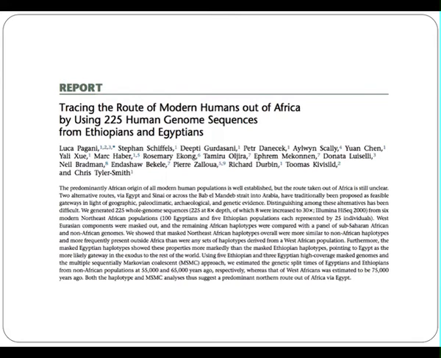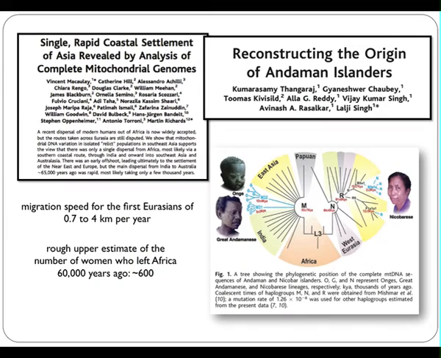Whereas if the alternative hypothesis is that actually they marched northward and went through Egypt and then went into the Levant through what is now Israel-Palestine and then went to the rest of the world, then you'd expect to see Egyptians showing that kind of thing. And what they said in this paper was actually the Egyptian populations they sampled showed more relationship to the out of Africa original populations than did the Ethiopians. So they're suggesting that it was a northern route.